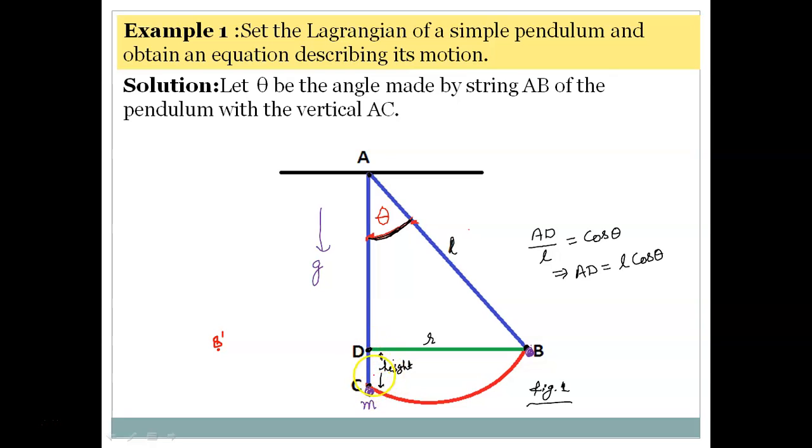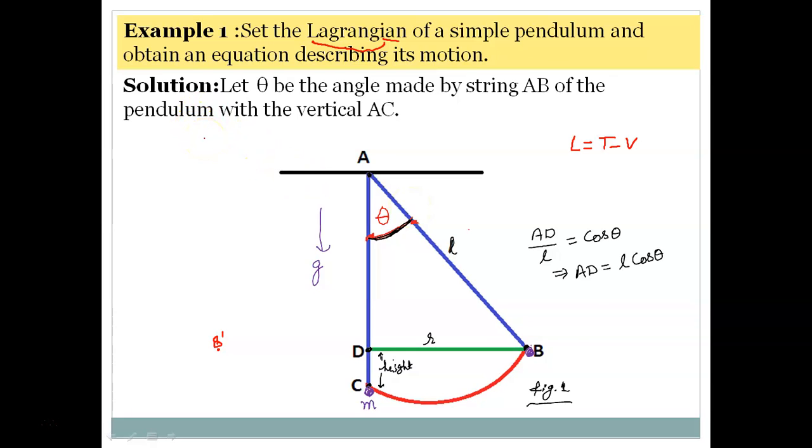Due to this height we can calculate the potential energy, and we will also find the kinetic energy of this motion. You already know the Lagrangian of a system is given by L equal to T minus V, where T is the kinetic energy and V is the potential energy. So whenever we talk about the Lagrangian, we require the potential energy V and the kinetic energy T, which we will determine from this figure.